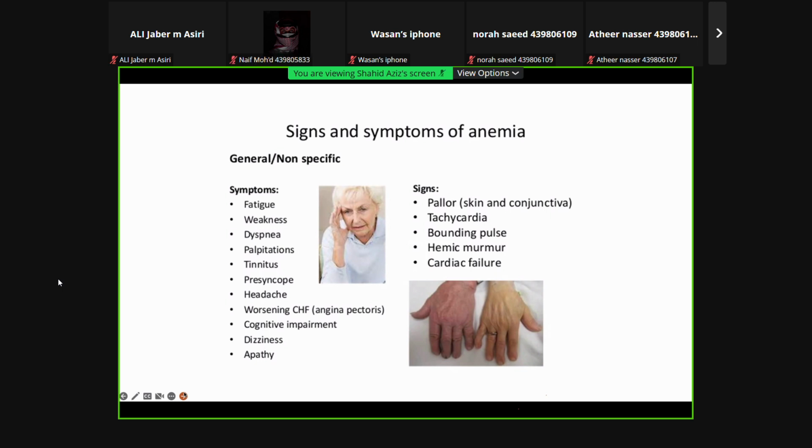On physical examination, when you check their eyes, their skin, they will have pallor. They can have increased heart rate, tachycardia. If you check their pulse, it will be a high volume pulse, which is called a bounding pulse. Sometimes because of severe symptomatic anemia, if you auscultate their heart, you will hear a functional systolic murmur, which is called a hemic murmur. And in severe cases, they can go into high output cardiac failure. So don't be surprised that patients of severe anemia can come to you in heart failure.